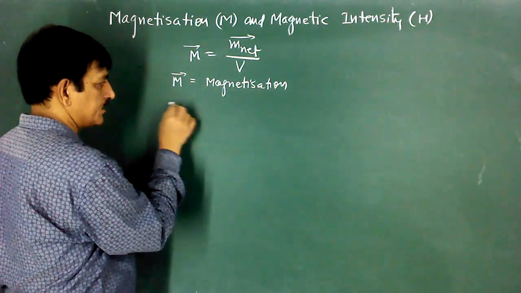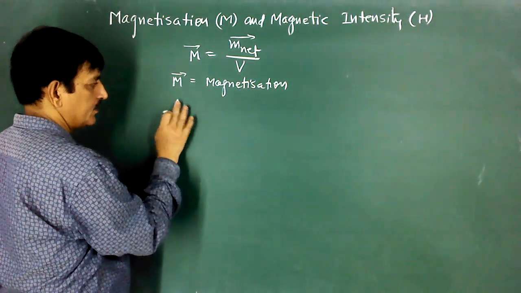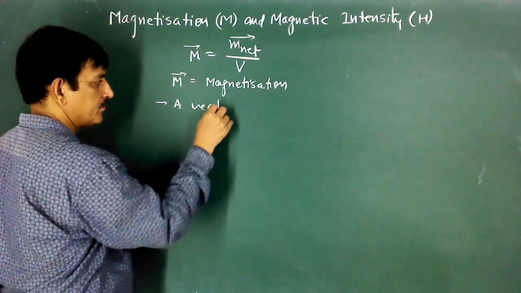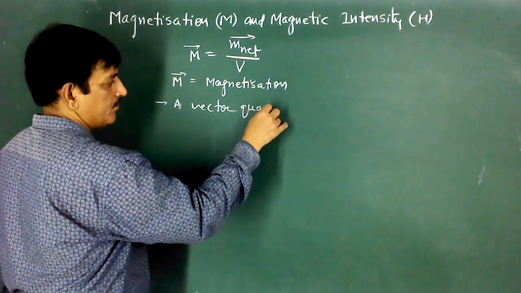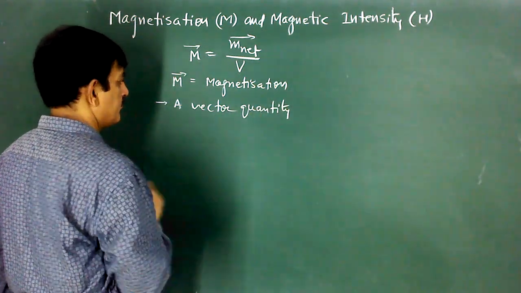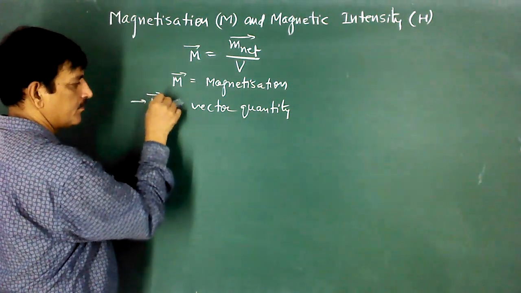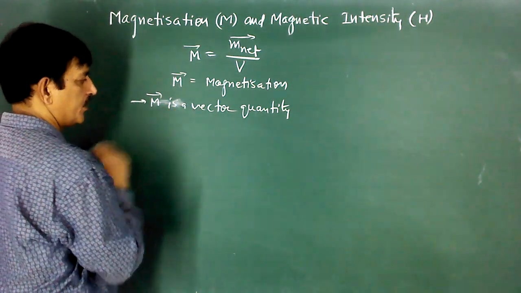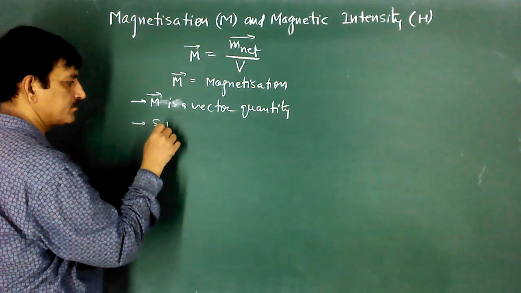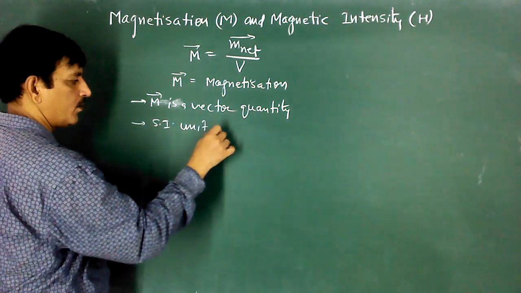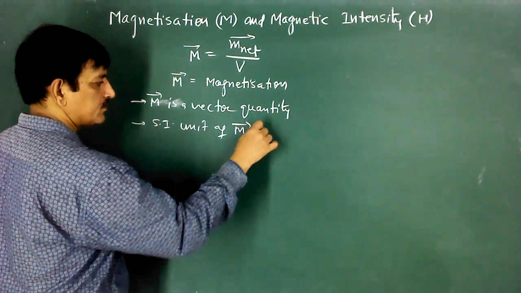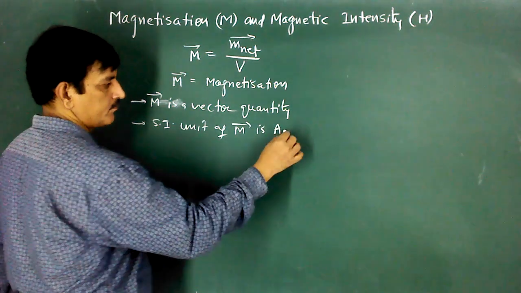and it is a vector quantity. M is a vector quantity. The SI unit of M is ampere per meter.